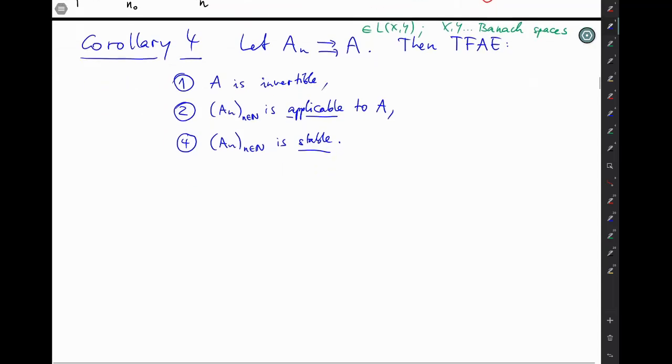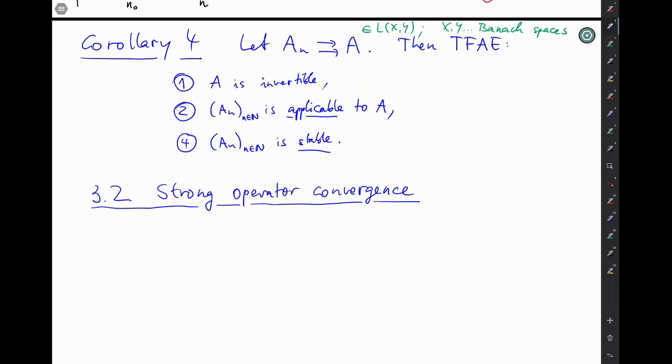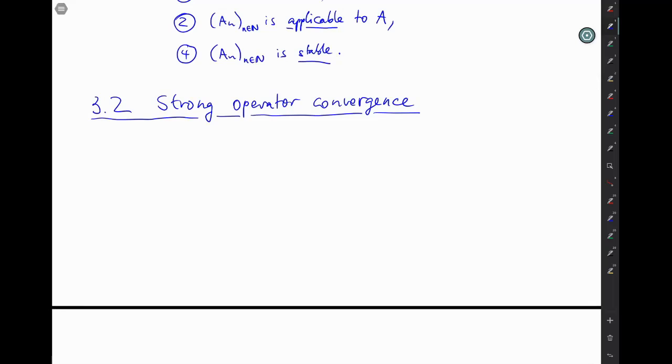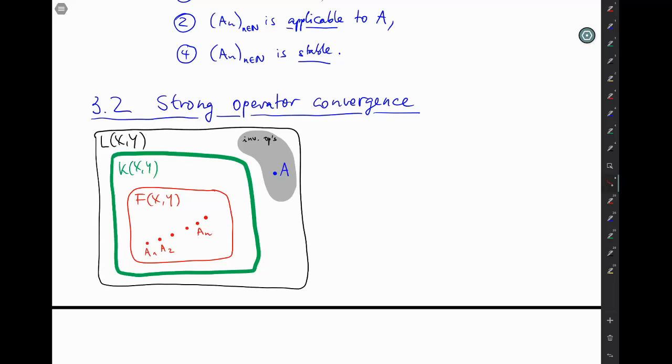Okay, but now we're ready for section 3.2, and that is called strong operator convergence. Okay, and let's not scroll back and forth again. Let's just draw this diagram quickly here. Remember the aim is to have a convergence that is weak enough so that the limit of a sequence of finite rank operators can be across that green boundary on the other side where the invertible operators are.